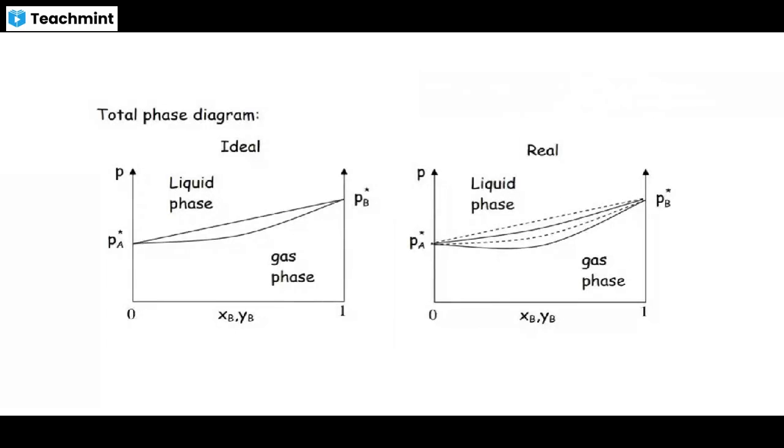Total phase diagram: ideal, gas phase and liquid phase. If you take the dotted lines, they are the ideal behavior. The real behavior is slightly less than both. In both the liquid phase and the gas phase, the partial pressure is less than the ideal.